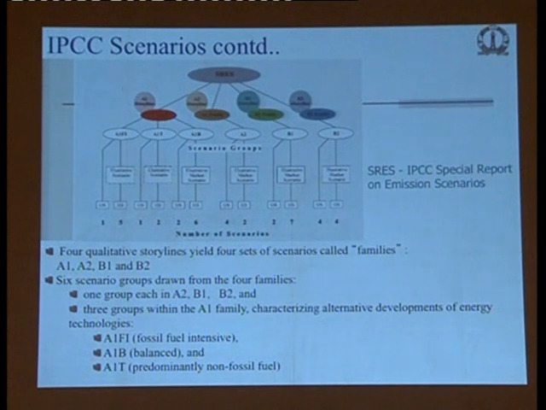So for A1, they again looked into 3 possibilities: A1FI, more fossil fuel intensive; A1B, with a balance between fossil fuel and non-fossil fuel sources like other technologies, solar power, etc.; and A1T, predominantly non-fossil fuel. So if we do that, how the world is going to develop and how the emissions are going to change is what we are trying to look at in terms of climate change.